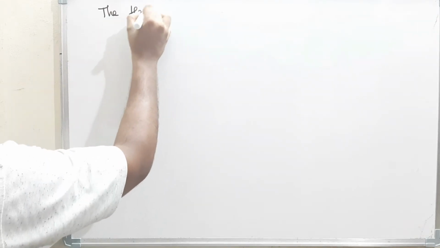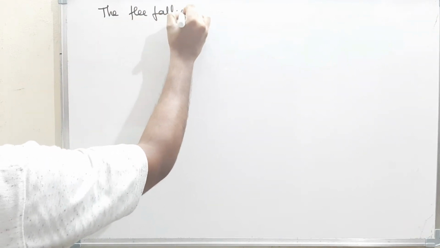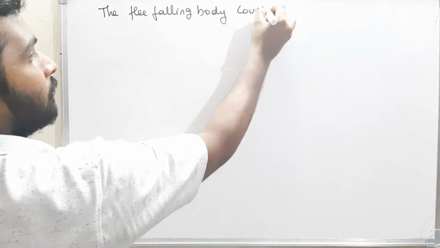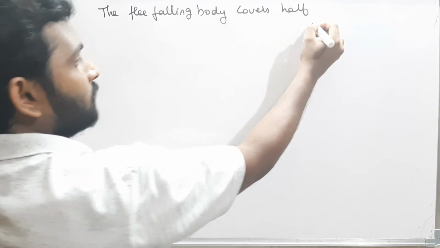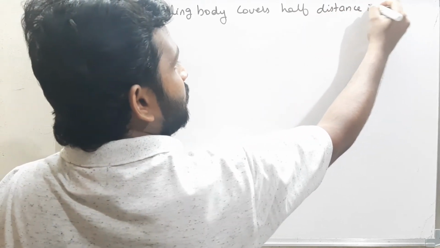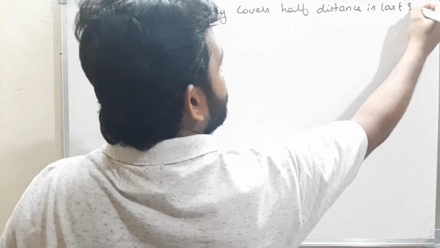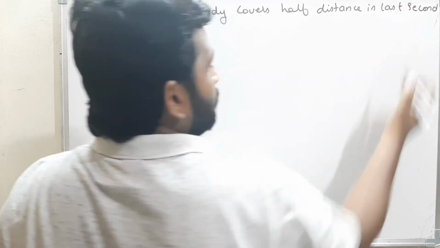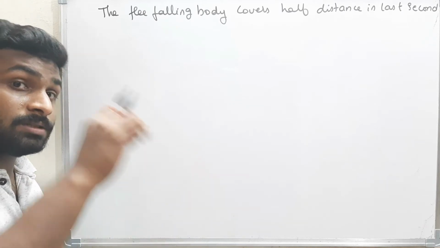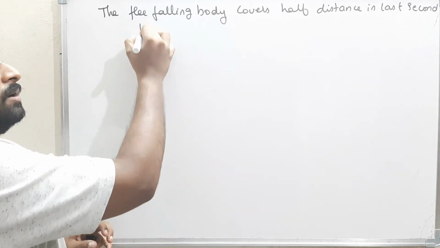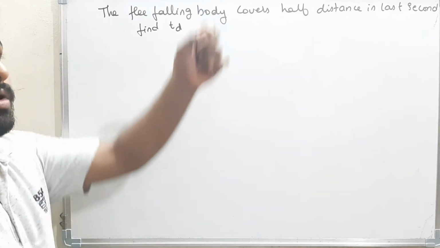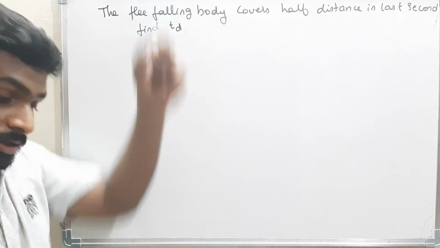Now see one more question. The free falling body covers half the distance in the last second. The free falling body covers half the distance in the last second. Now find the time of descent. That means the time taken by the body to reach from the top position to the ground.